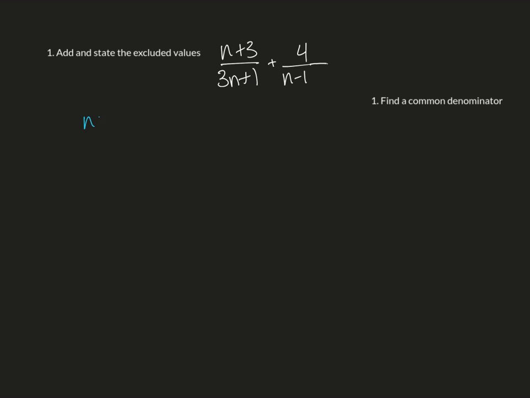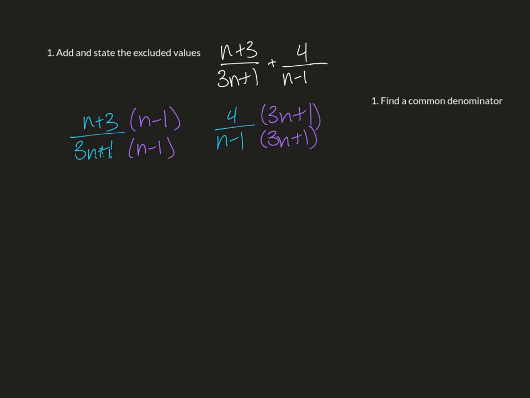So I'm going to take the n plus 3 over 3n plus 1, and I am going to multiply the top and the bottom by n minus 1. Right? It's like multiplying it by 1, so it's not going to change too much. And then the second fraction, 4 over n minus 1, I'm going to multiply that by the denominator of the other fraction, so 3n plus 1 over 3n plus 1. And then let's just not forget that this is an adding problem.